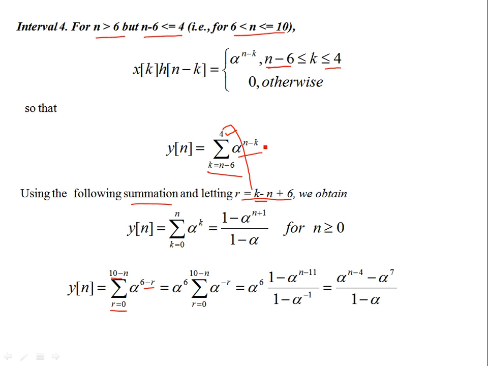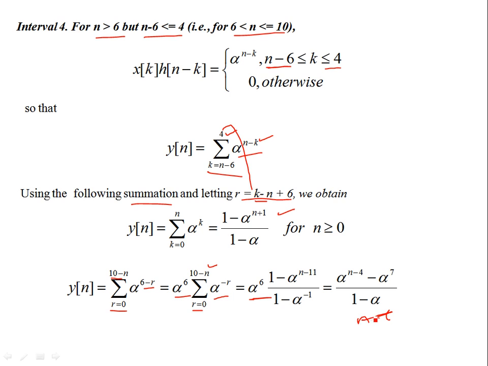This is the other way around. This is k minus n, this is n minus k. So this becomes 6 minus r. So this is alpha to the 6 if you take this out, and then you have alpha to the minus r. So this varies from 0 to 10 minus n, and alpha to the 6 is out, and the summation is over r. Use the same geometric formulation, and then you end up with the expression for y of n, which varies from n minus 6.